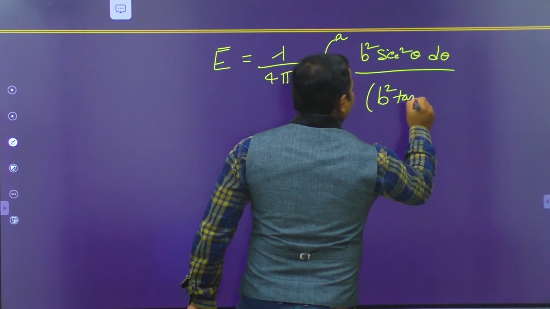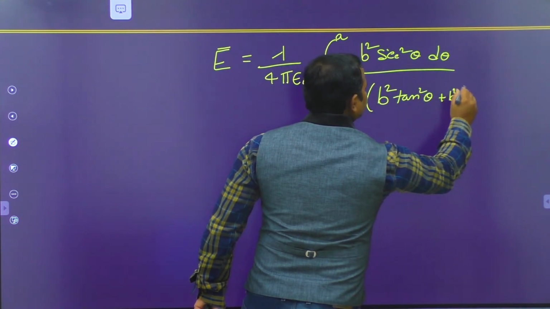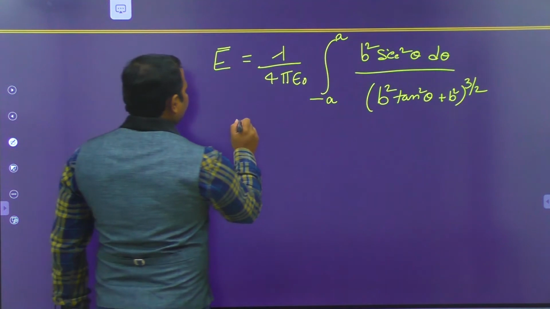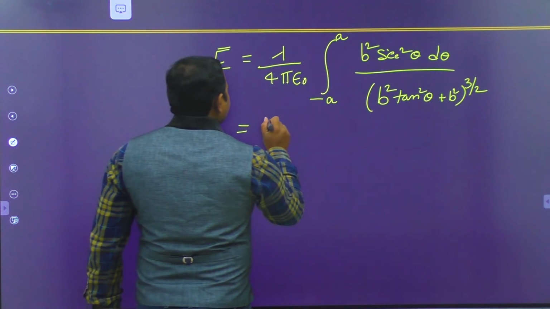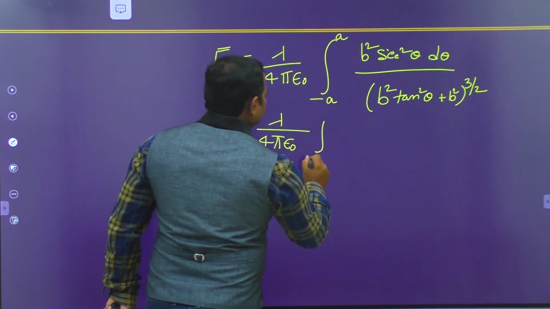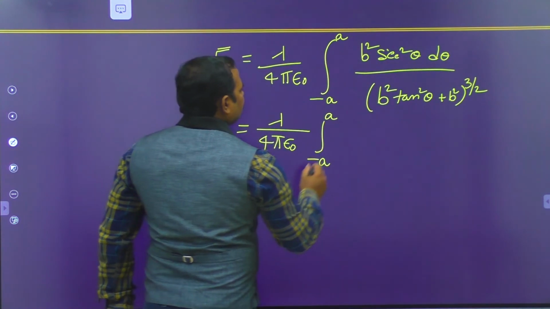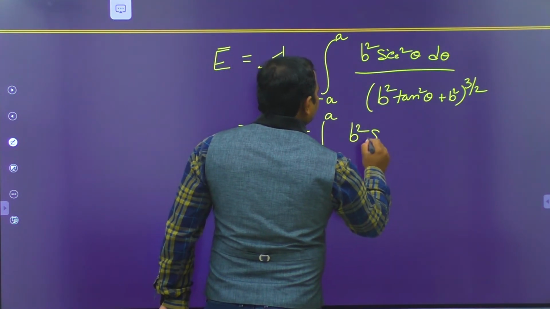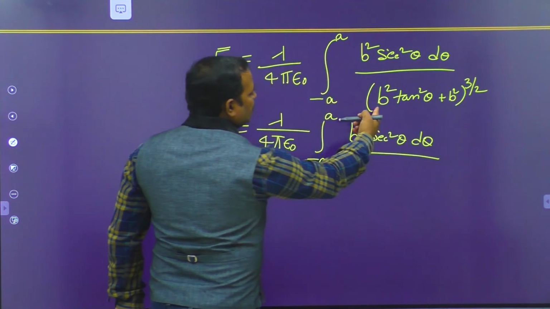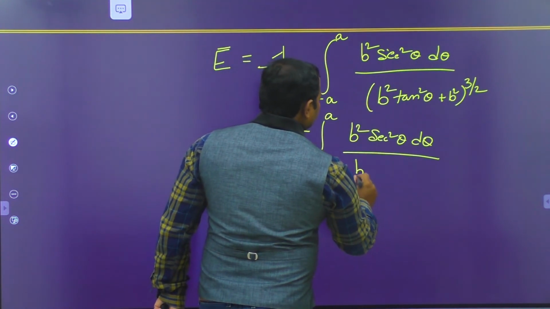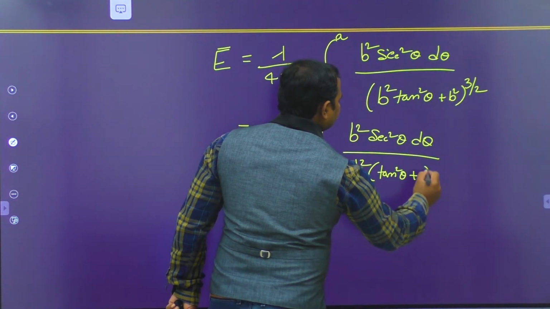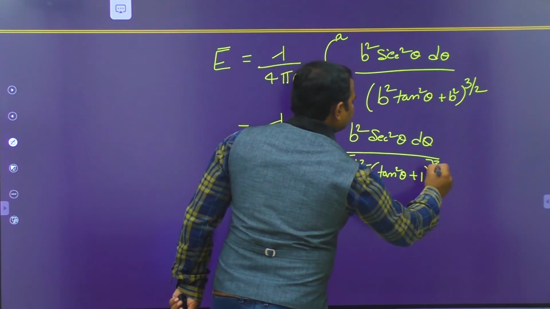b square tan square theta, b square whole power 3 by 2. Now we can write lambda by 4 pi epsilon naught, integration from minus a to plus a, b square secant square theta d theta by, let's take the common b square in this one, b square into tan square theta plus 1 whole power 3 by 2.